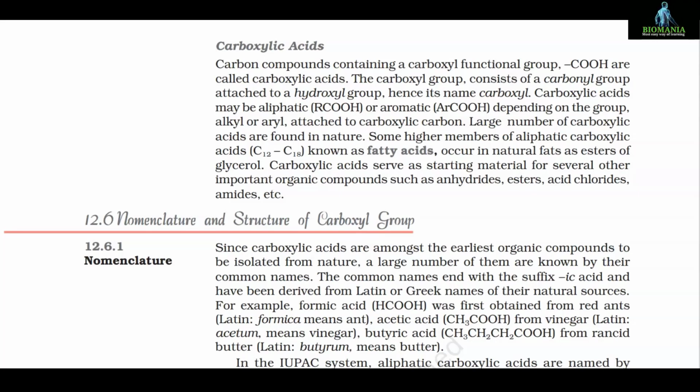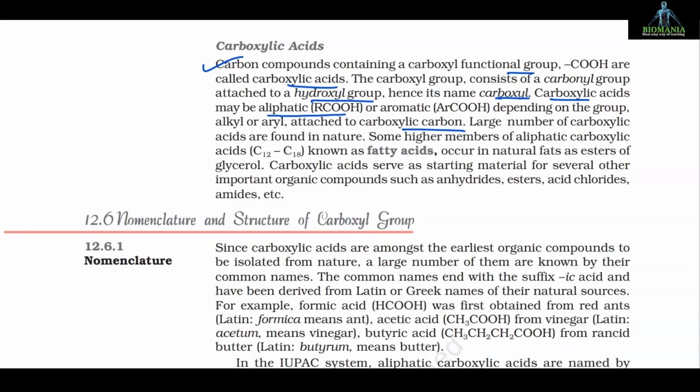So let's start. Carboxylic acid: carbon compounds containing a carboxyl functional group, COOH, are called carboxylic acids. The carboxyl group consists of a carbonyl group attached to a hydroxyl group, hence its name carboxyl. Carboxylic acid may be aliphatic, RCOOH, or aromatic, depending on the group, alkyl or aryl, attached to the carboxylic carbon. A large number of carboxylic acids are found in nature.